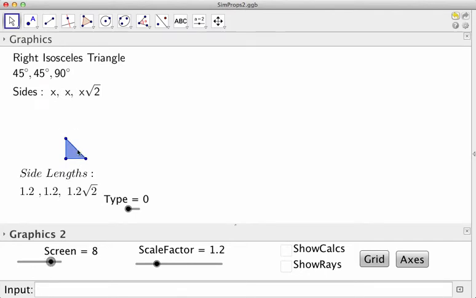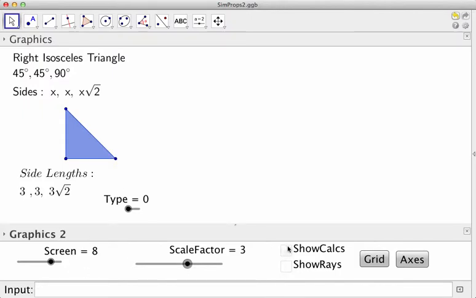In screen 8 now we're looking at a very special kind of right triangle. It is a right isosceles triangle. It has two equal legs and a hypotenuse, and it's also equal to half of a square. The side lengths of this are x, x, and x times the square root of 2. So for example, when the side lengths are 1.2, the length of the hypotenuse is 1.2 times the square root of 2. As we change the scale factor, let's say to 3, then the side lengths are now 3, 3, and the hypotenuse is 3 times the square root of 2.